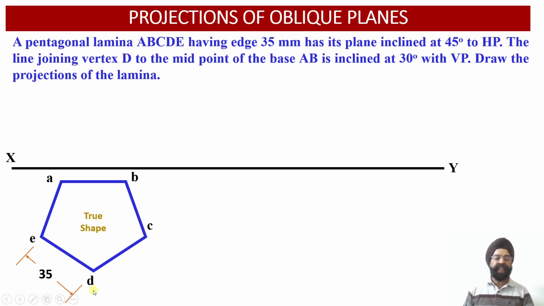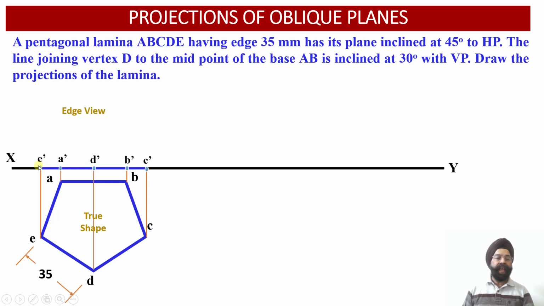Now when we look at this lamina from the front side, all the 5 points A, B, C, D and E of this lamina will be projected onto the XY reference line, and we are going to obtain the front view projections corresponding to this pentagonal lamina onto the horizontal plane or the XY reference line.